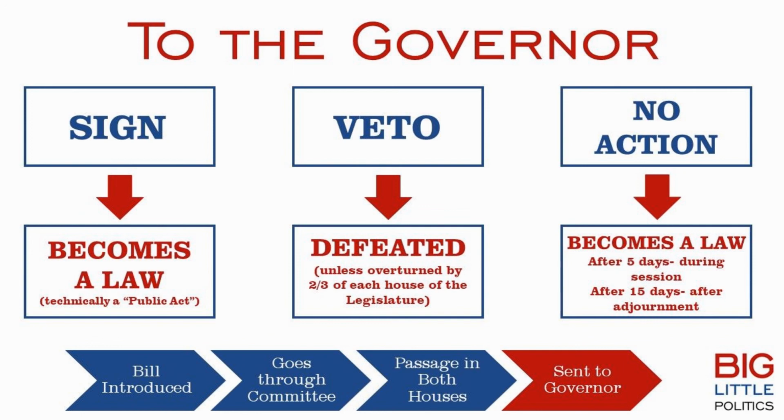Also, vetoing will defeat the bill unless you can get two-thirds of both houses to overturn it. And then if the governor takes no action, then it'll just become a law. It'll be after 5 days if this happens during the session, or after 15 days if it reaches the governor after adjournment.